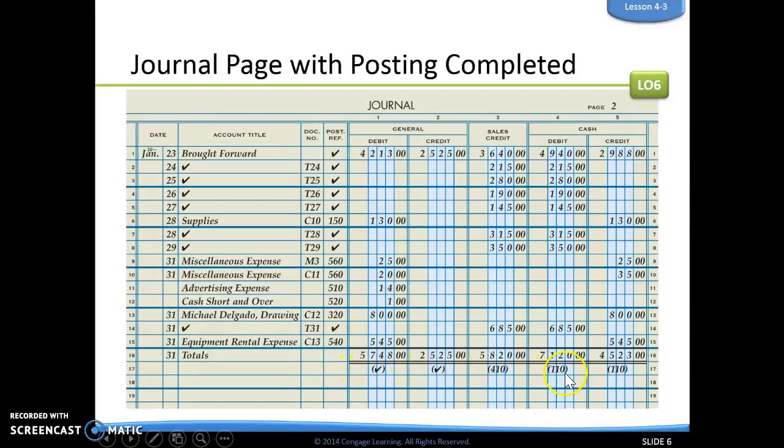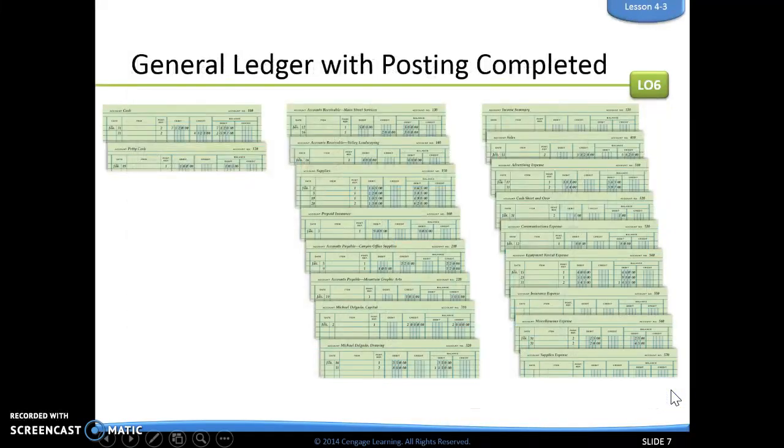We also are going to look down at our totals to make sure that we have a check mark or a number underneath all of our totals. These two check marks tell us that these totals aren't posted because all of those numbers were posted individually. And then these ones tell us, okay, we're going to look at account 410 to find that total, 110 to find these. This is just showing us our general ledger with our posting completed. I know it's really small, so this is just showing us what our accounts look like when we're done posting.